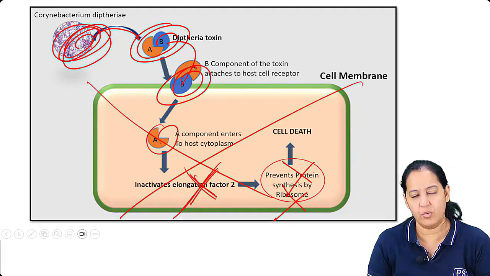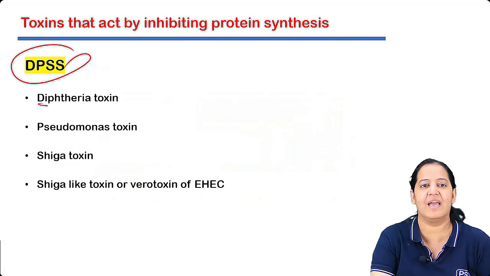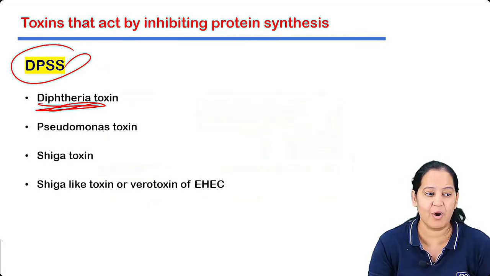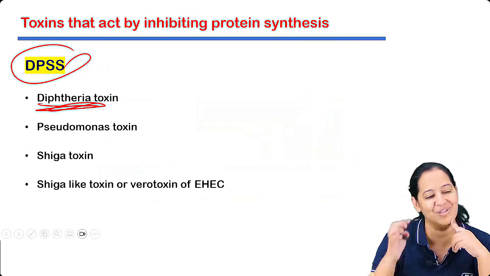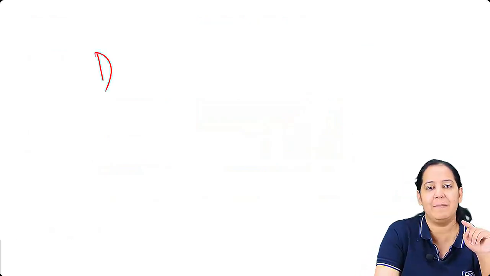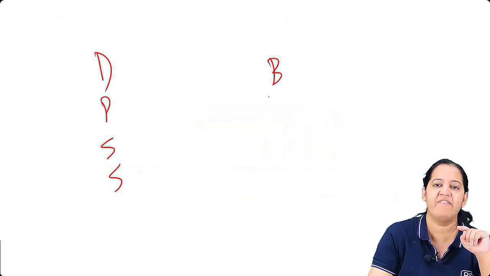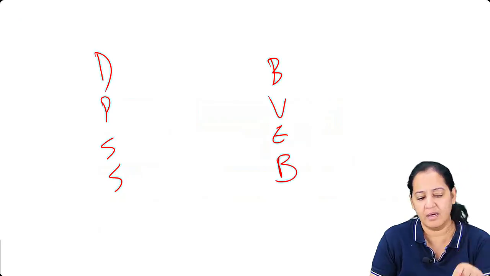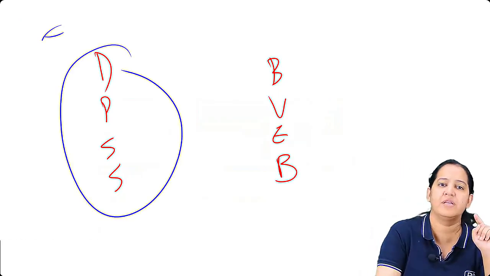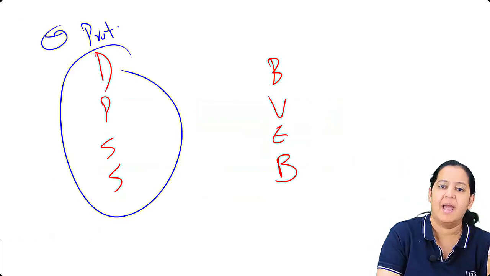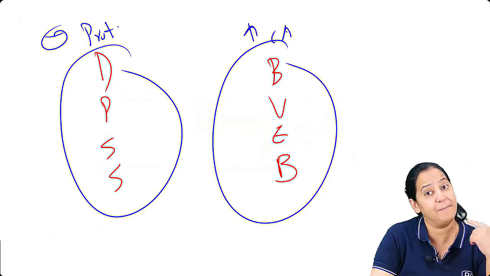है ना? So I told you 2 mnemonics ना, DPSS का D है ये डिप्थीरिया. मैंने बोला था ना 7 बार और आएगा, अभी 6 बार और आएगा. This mnemonic. So I told you 2 mnemonic. DPSS, be very efficient boy. है ना? These 4 inhibit protein synthesis and kill the human cell. And these 4 increase cyclic AMP and kill the human cell.